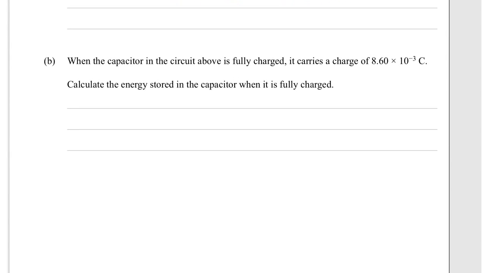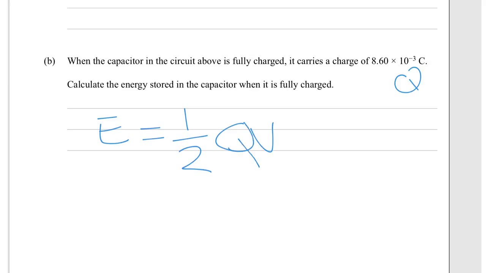B, when the capacitor in the circuit is fully charged, it carries a charge of Q, 8.60 times 10 to the minus 3 coulombs. Calculate the energy stored in the capacitor when it's fully charged. Half CV squared, or half QV, there we go. So we know the voltage is the voltage of the supply. We know that Q is given to us above there.